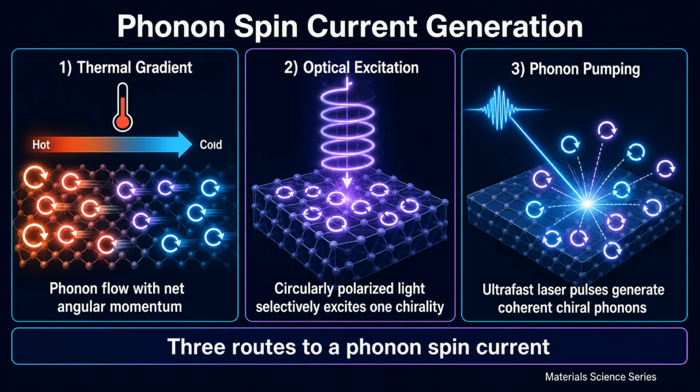Phonon spin currents can be generated through several mechanisms. Thermal gradients drive phonon flow with net angular momentum if there's asymmetry between chiralities. Optical excitation with circularly polarized light selectively excites one chirality. Ultra-fast laser pulses can generate coherent chiral phonon populations through impulsive stimulated Raman scattering.